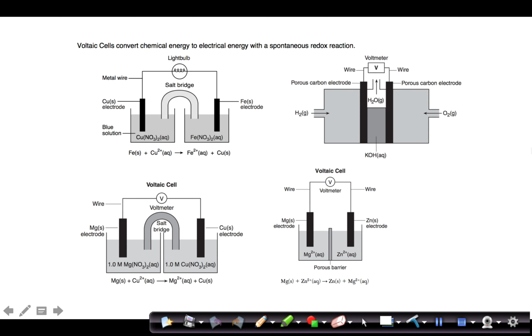So a voltaic cell will use a redox reaction to actually provide electricity. They convert chemical energy to electrical energy via a spontaneous redox reaction. And now these are all different diagrams from past Regents exams of voltaic cells.